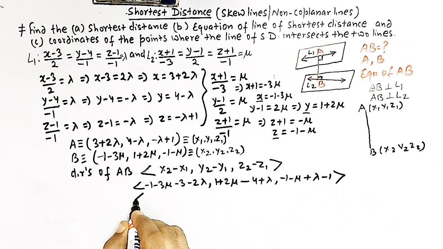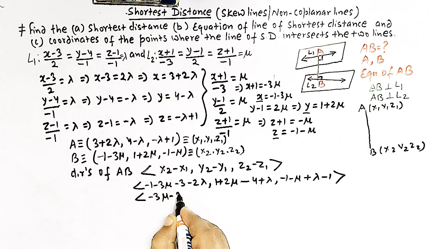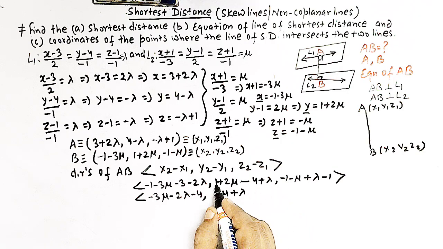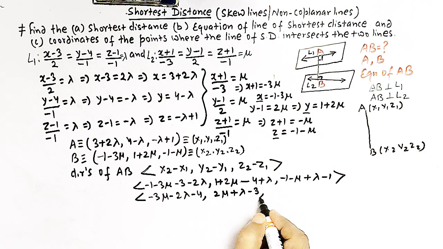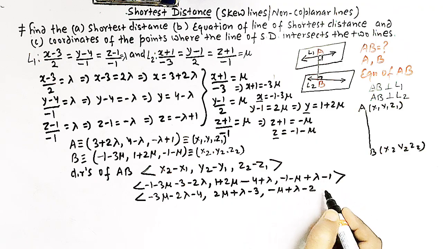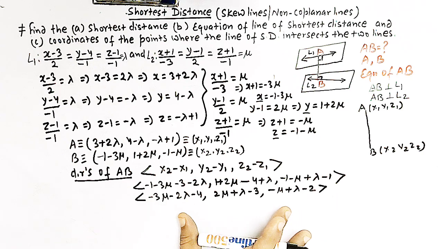So let us now simplify these three numbers. We have minus 3 mu minus 2 lambda, and minus 1 minus 3 is minus 4. Here we have 2 mu plus lambda, and 1 minus 4 is minus 3. And here we have minus mu plus lambda, and minus 1 is minus 2. So the direction ratios of AB are given by these three numbers.